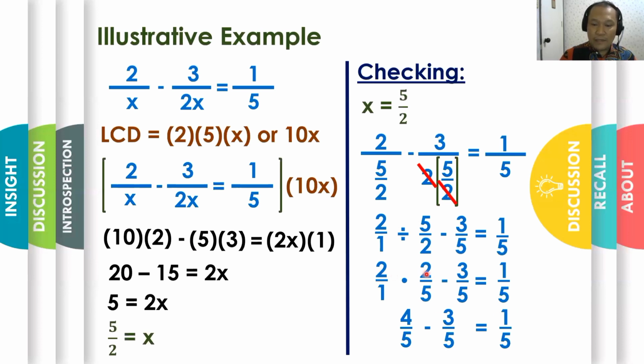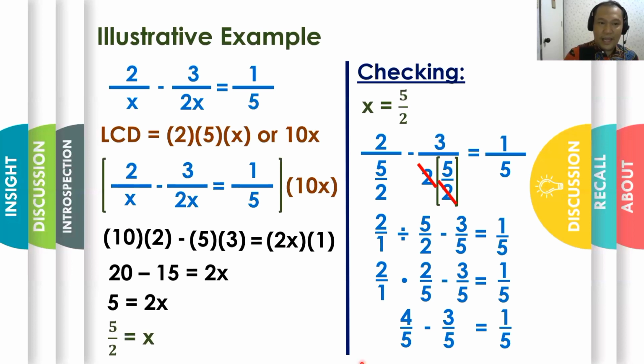Then 2 times 2, 4. 1 times 5, 5, minus 3/5. Therefore, the answer will become 1/5. Thus, 1/5 is equal to 1/5. Meaning, the value of the given rational equation relative to the variable x is equal to 5 halves.